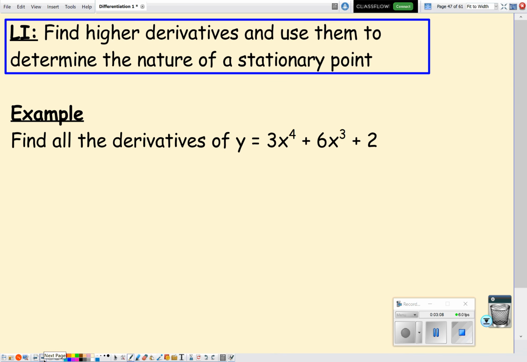So let's have a wee look at this. Let's put something like that into practice. Let's find all the derivatives of y equal to 3x to the power 4 plus 6x cubed plus 2. So let's start with the first derivative. So I'll just go for f dash of x. Oh no, I can't actually. I shouldn't be doing that because this is written y equals. So I have to use the Leibniz notation dy by dx. So the first derivative is 12x to the power 3 plus 18x squared, and then the plus 2 disappears.